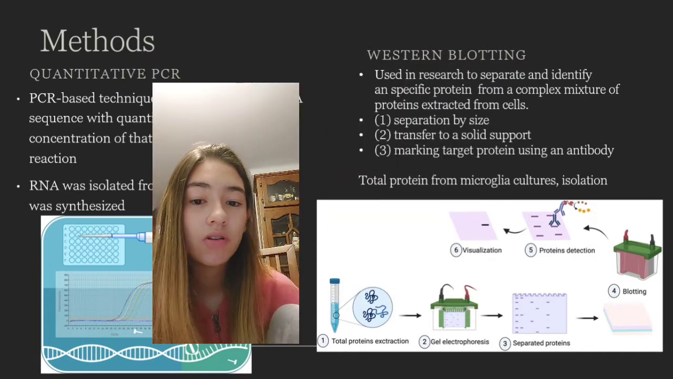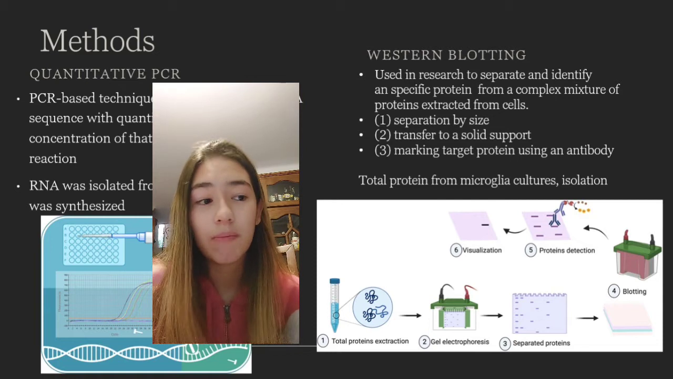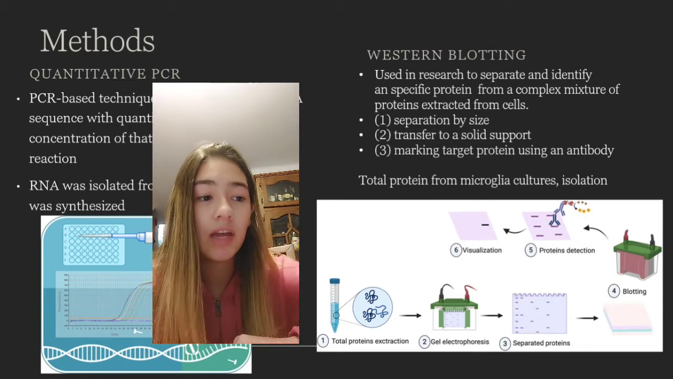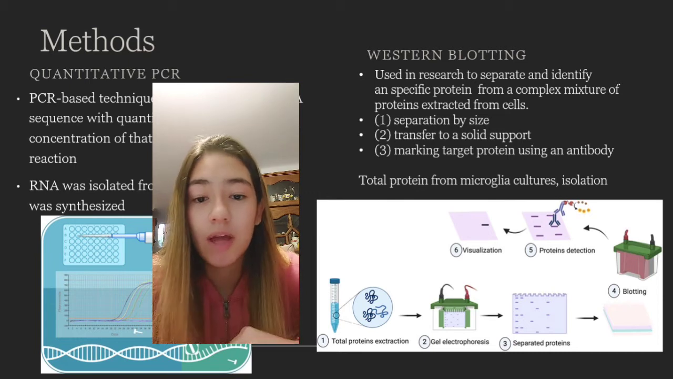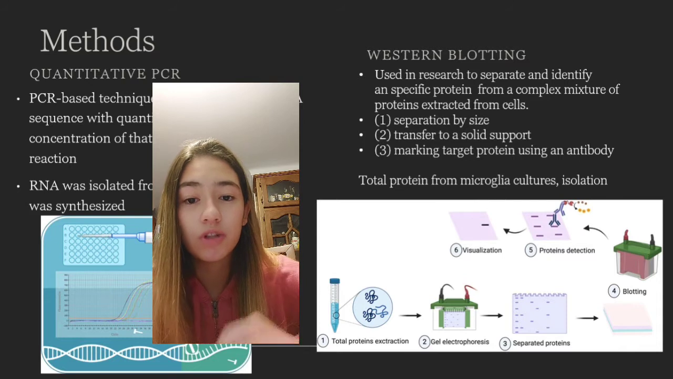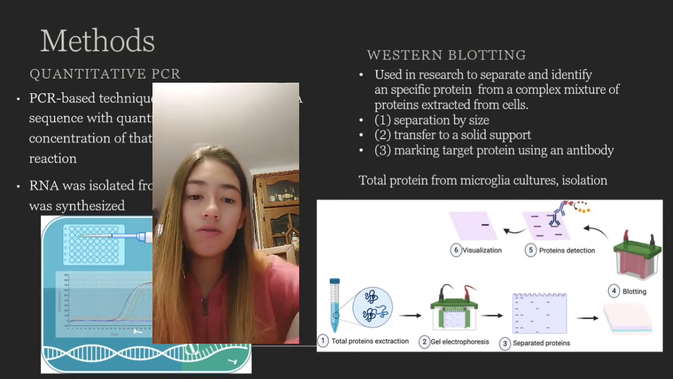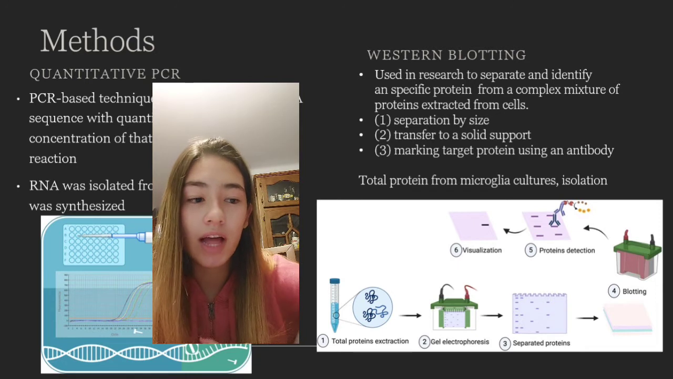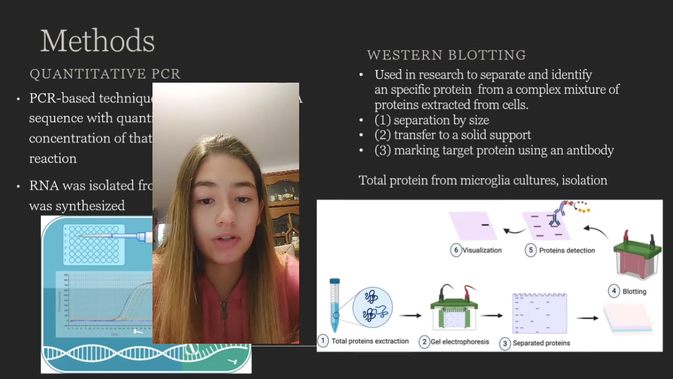They also use Western blotting, which is used in research to separate a specific protein from a complex of proteins extracted from a cell. So they separate by size, then they transfer to a solid support, and they mark the target protein using antibodies. And in our study, they use the total proteins of microglia to isolate the inflammation markers.